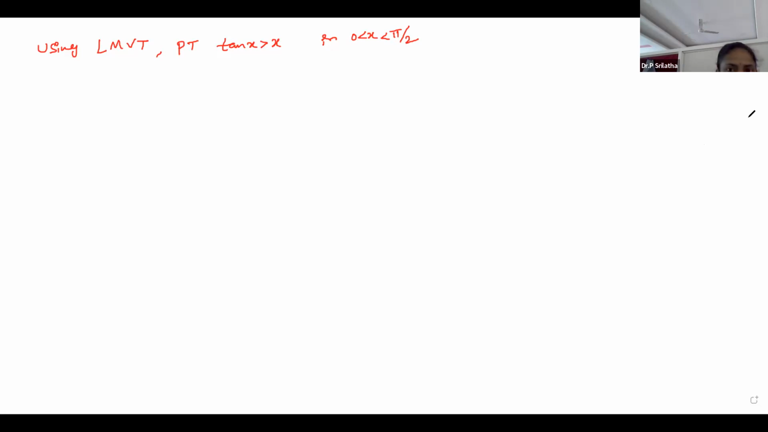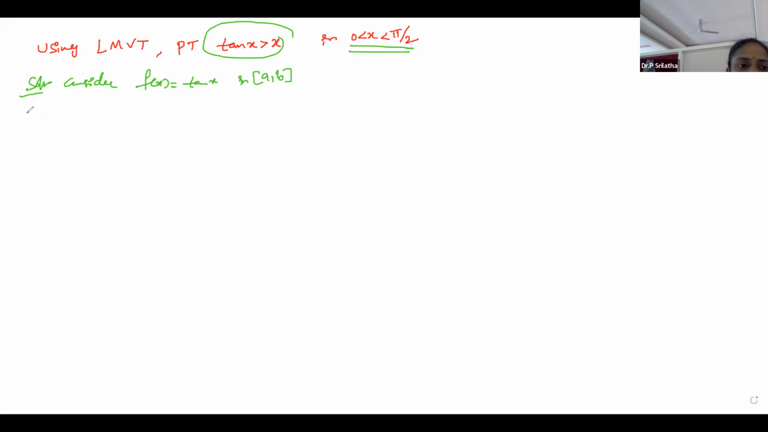So what is our function? f of x equal to tan x. We don't know the limits exactly, that's why here I am assuming the closed interval a comma b. Why did the question give the condition 'in between'? To say that infinity does not occur. We don't need to write the limits as 0 to π/2.